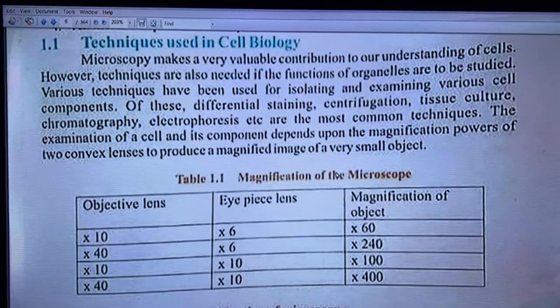Various techniques have been used for isolating and examining various cell components. Of these, different staining, centrifugation, tissue culture, chromatography, electrophoresis, etc. are the most common techniques. The examination of a cell and its components depends upon the magnification power of two convex lenses to produce a magnified image of a very small object.